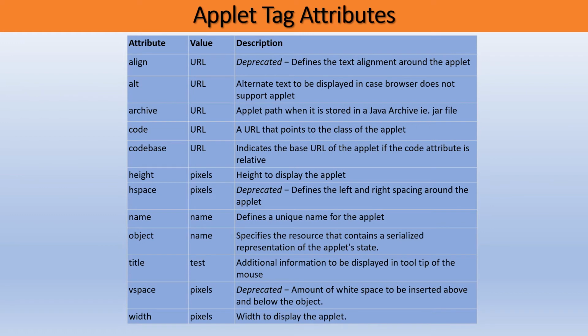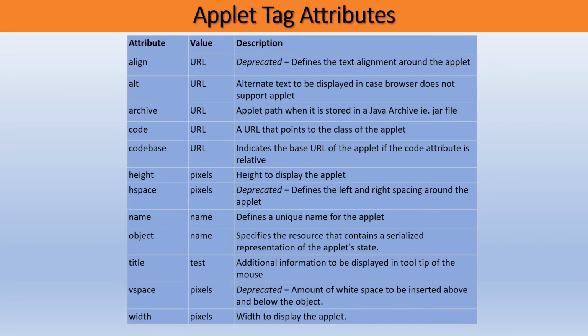The alt attribute is specified here with the alternate text to be displayed in case the browser does not support any applet. Archive is also a URL, the applet path when it is stored in a Java archive. Then a very important attribute is code. The code is specified with the value as a URL, a URL which will point to the class of the applet. So whichever class you are invoking or importing with the applet will be specified in the code.